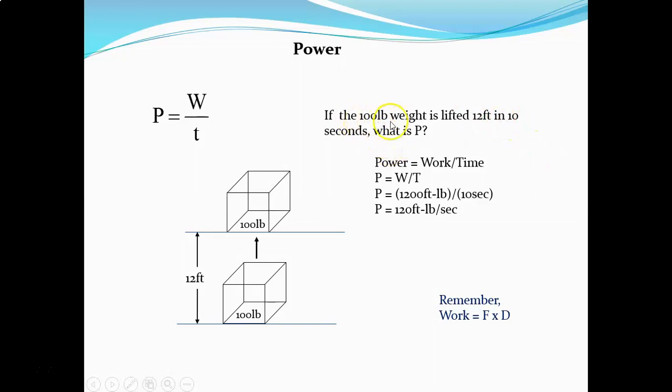So if a 100-pound box is lifted 12 feet in 10 seconds, what is P? The power is your work divided by time. We've already calculated work in the previous section, so we've got 1,200 foot-pounds of work divided by 10 seconds, and we're going to have 120 foot-pounds per second is what our power equates to. 120 foot-pounds per second.